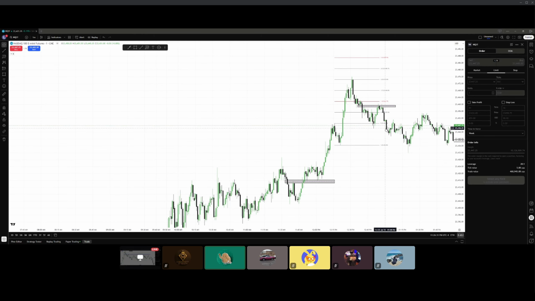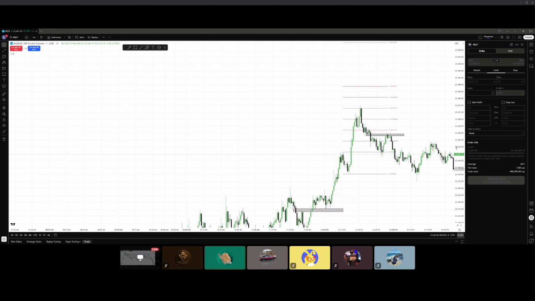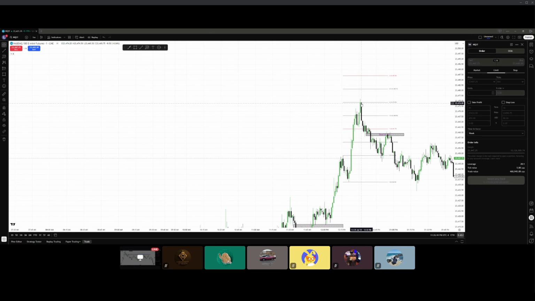Gosh, standard deviations are just so beautifully used. So, oh wow, wait, hold on. Yeah, it closed underneath it. Yeah, that's where I'd get out right there. This stayed completely underneath it. That would have been my sign for an exit right there.